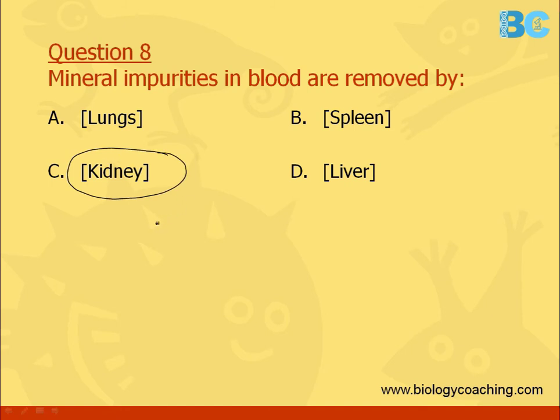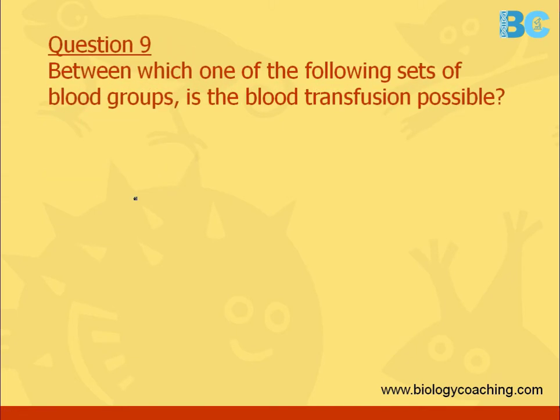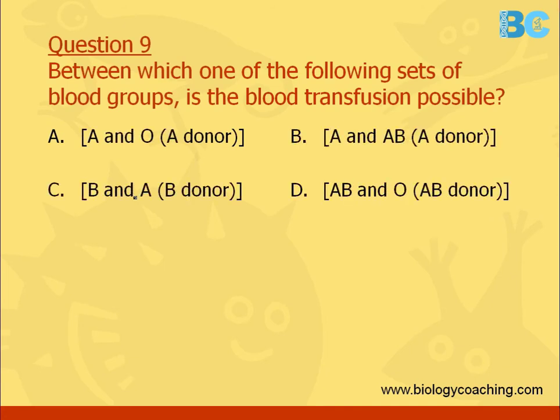Because you know that urine formation takes place at the level of the kidney, which are our excretory organs. Next question is, between which one of the following sets of blood groups is a blood transfusion possible? And here the options are A, O, where A is donor, meaning blood comes from A to O. A and AB, where A is donor again. B and A, where B is donor, and AB and O, where AB is donor.